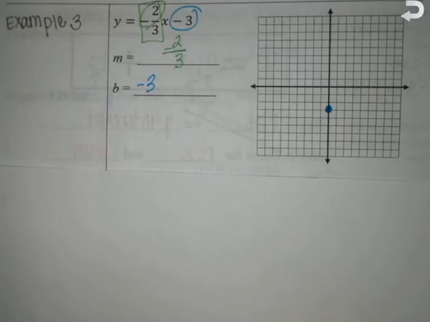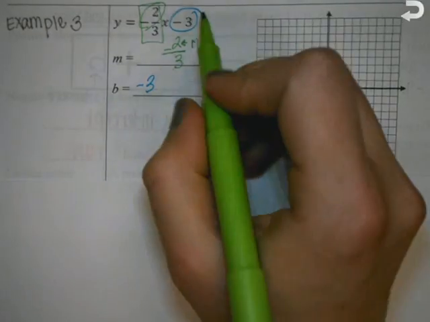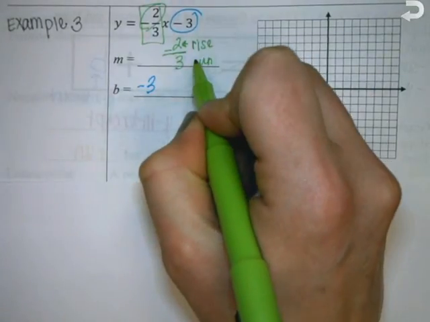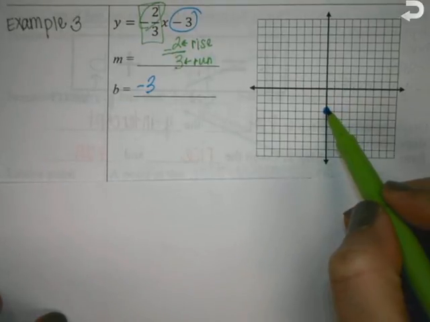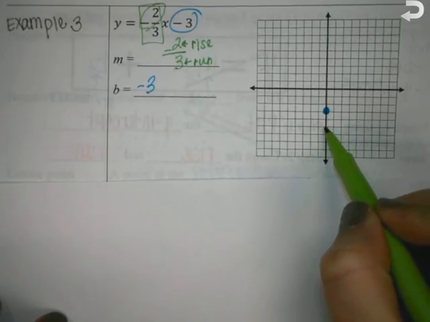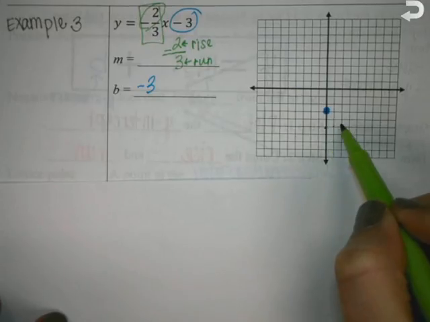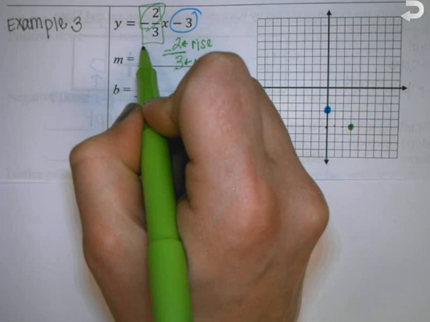It's -2/3. What's my rise? Rise is -2. Giselle, what's the run? Positive 3. Okay, so if I start at the point and my rise is negative 2, am I going up or down? Down, 1, 2. And I'm going right or left 3? Right. 1, 2, 3.